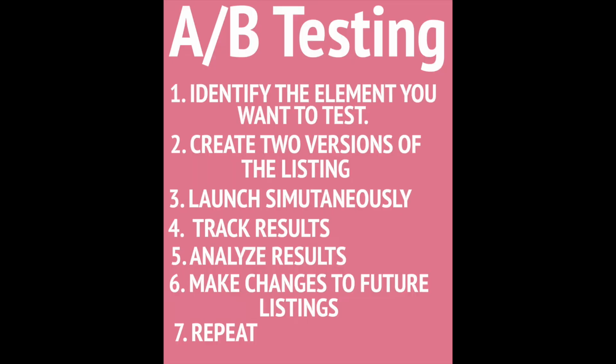Quick recap. When you A/B test, first, you identify the element you want to test. Second, you create 2 versions of your listings. 3, you launch these listings simultaneously. 4, you track the results. Then you're going to analyze the results, and you're going to make changes to your future listings, incorporating those things that you see are working. And you're going to repeat this process often so you can learn lots and lots of things.